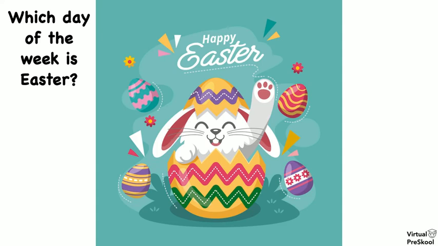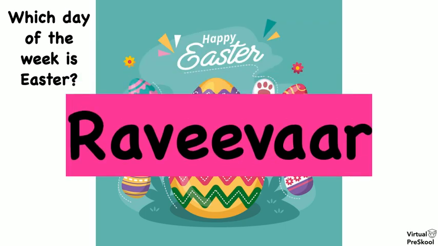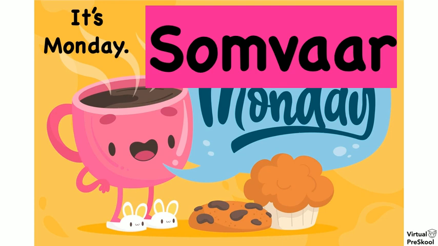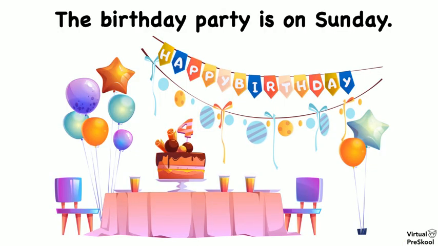Now we're going to do practice without any of the words on the page. So we're really testing your memory now. Easter kaun sa din hai? Which day of the week is Easter? And we know Easter is always on a Sunday. And how do we say Sunday in Hindi? Ravivar. It's Monday. How do we say Monday in Hindi? Somvar. The birthday party is on Sunday. How do we say Sunday in Hindi?